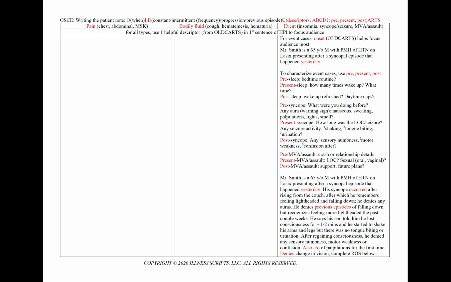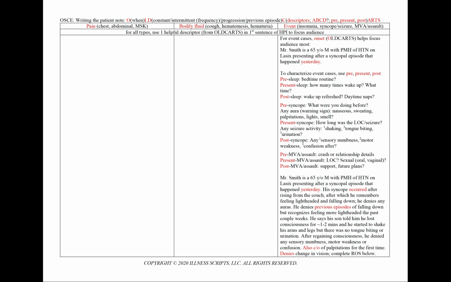So just on the fly, if you're breaking it down like that, it's going to help a lot. For example, a syncopal episode or a seizure episode. Pre-syncope, what were you doing beforehand? Do you remember what you were doing before you had this loss of consciousness? And do you remember if you had any auras or warning signs? Were you feeling nauseous, sweating, palpitations? Before a seizure, did you see any flashing lights, or did you have any weird smells?